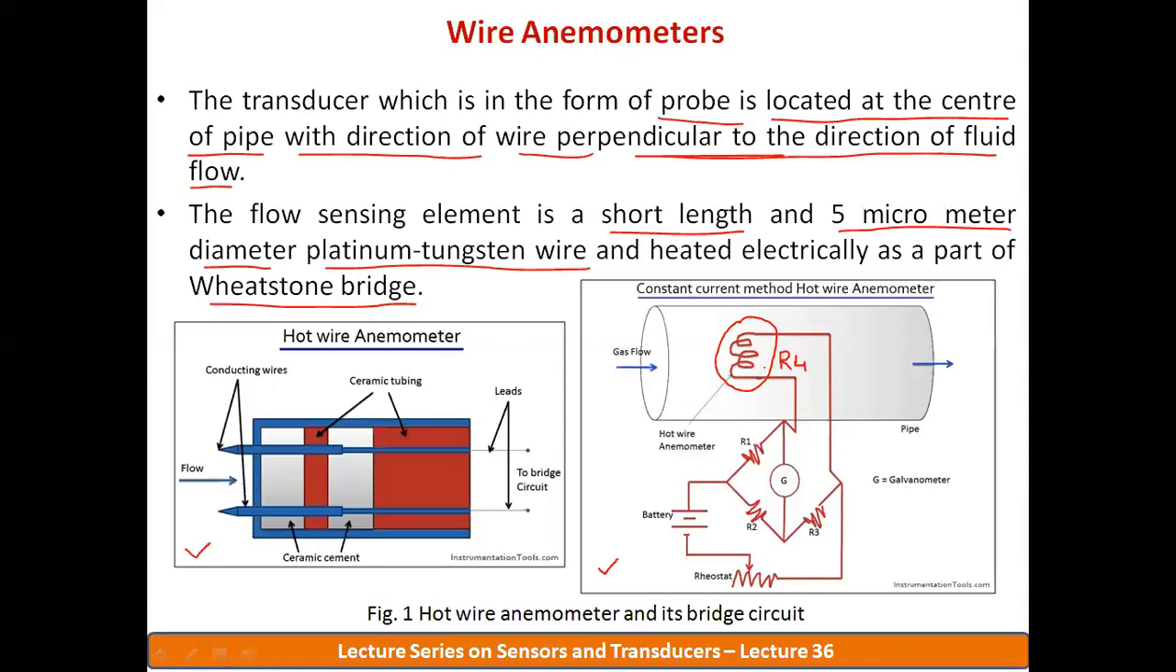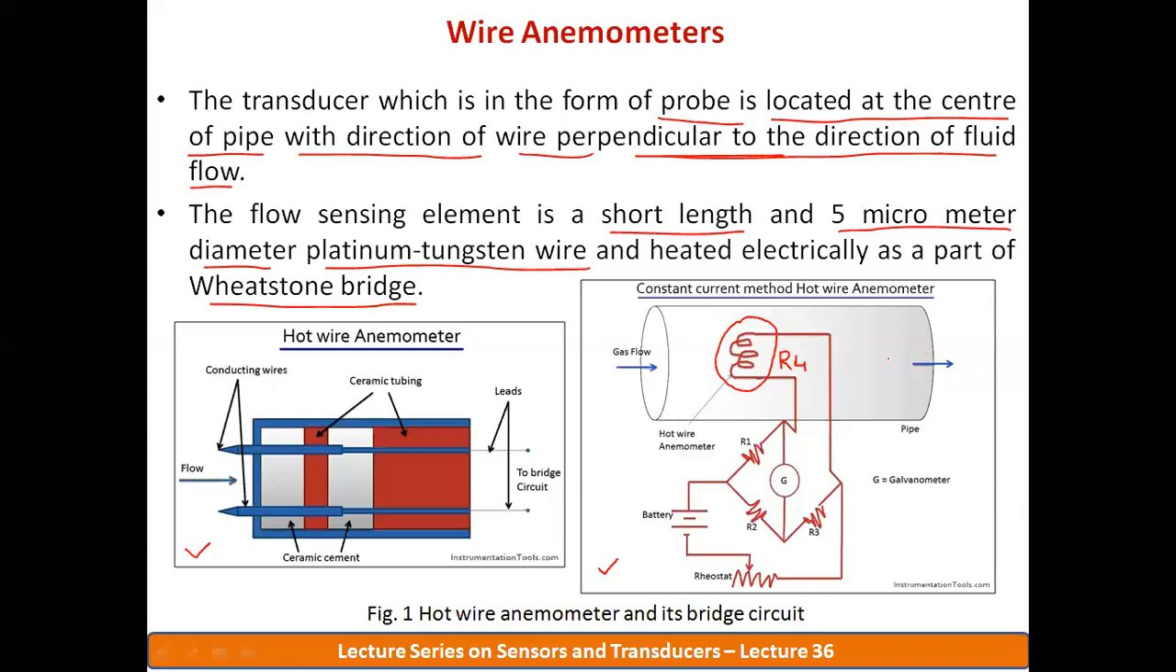Here we can see the pipe in which gas will be flowing. I need to find out the velocity or the flow rate of the gas flowing in this pipe. Now we'll study the working of this wire anemometer.